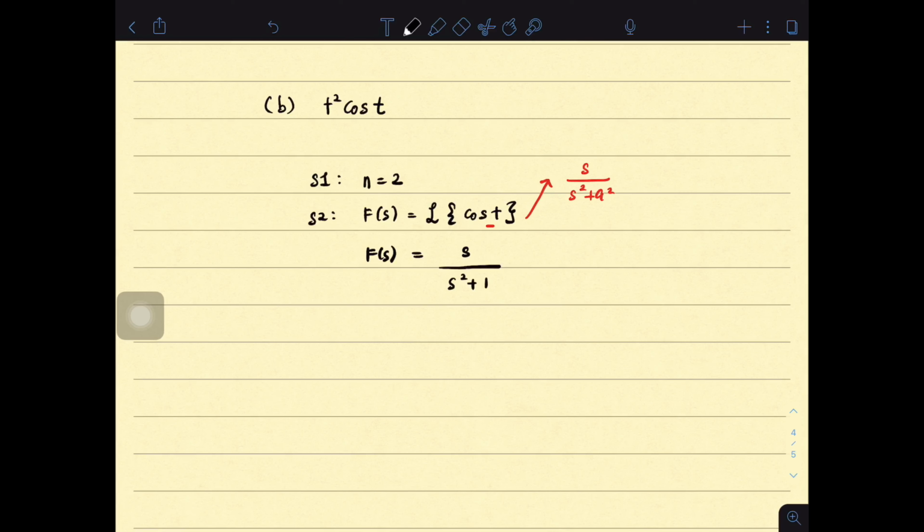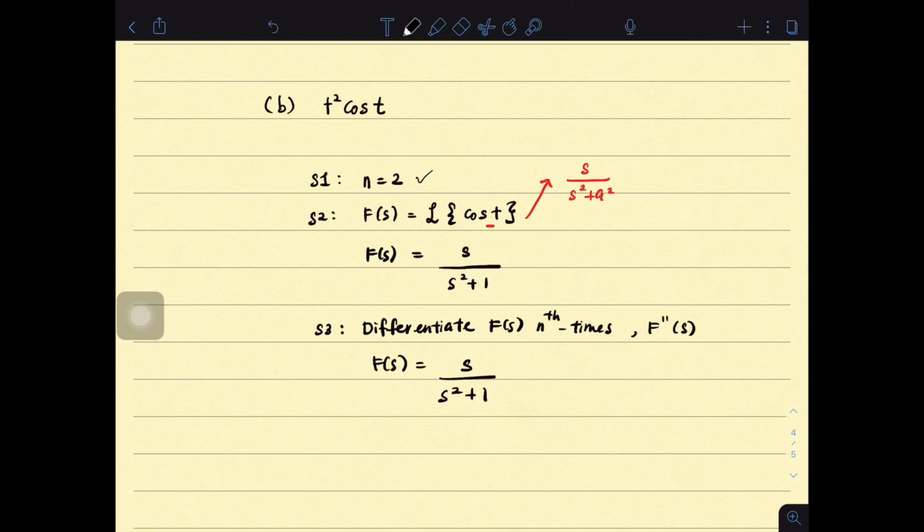Next you need to move to step number 3, where you need to differentiate your F(s) n times. For this equation your n is equal to 2. Therefore you need to differentiate 2 times to find F double prime of s. So let's have F(s) equal to s over s squared plus 1 here.